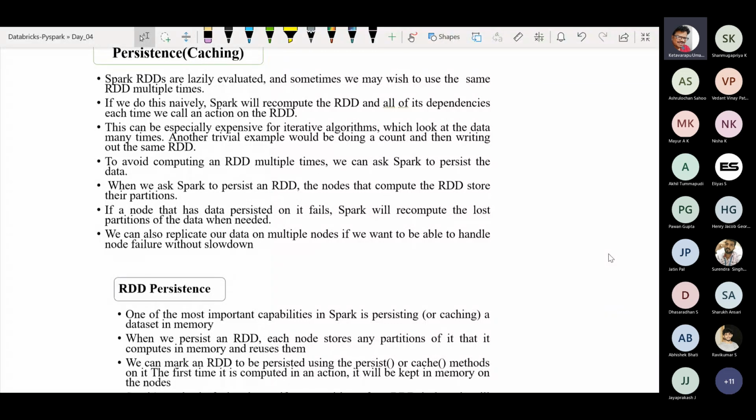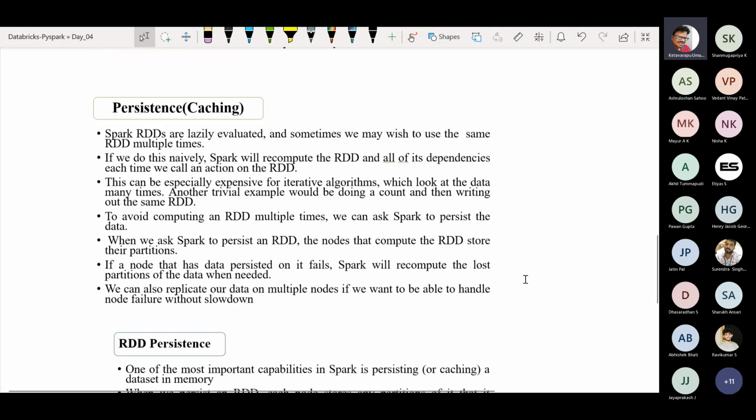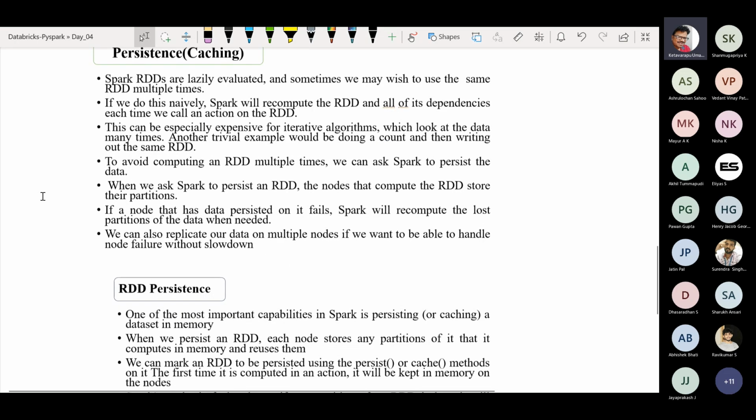Now we have seen some implementation related to persistence as well as caching. We clearly know that Spark RDDs are lazily evaluated, and sometimes we wish to use the same RDD multiple times. That means the dependency. As I said earlier, we have RDD1, and this RDD1 may be the source for RDD2 and RDD3. This happens in general, guys, because there is a dependency of this RDD within the computing of other RDDs. So if we do this naively, Spark will recompute the RDD and all of its dependencies each time we call an action on the RDD.